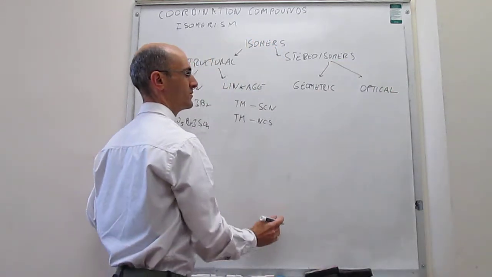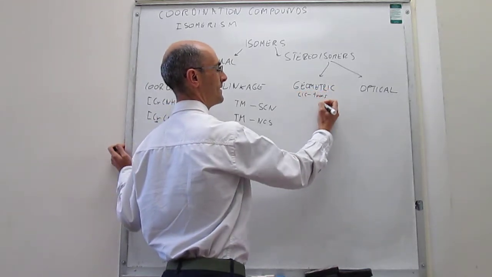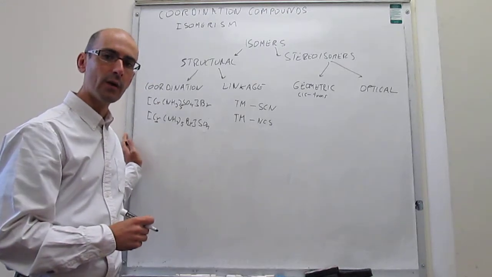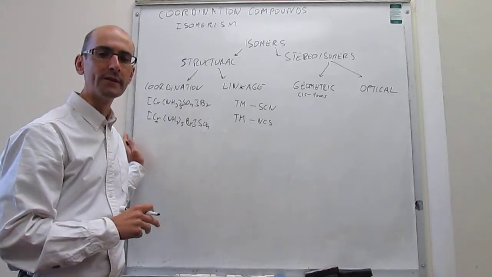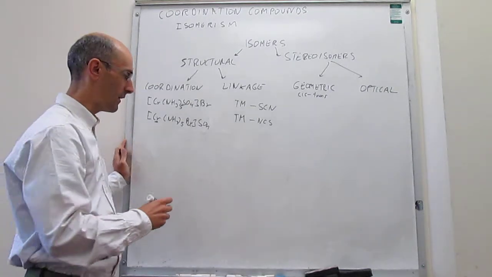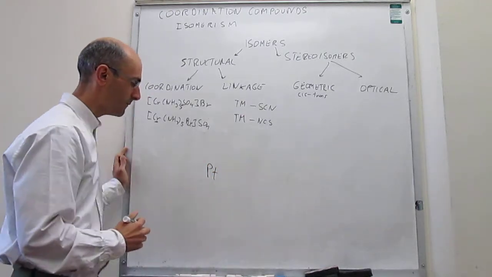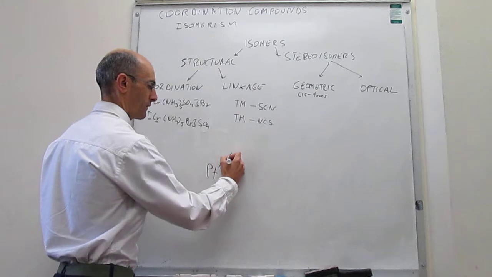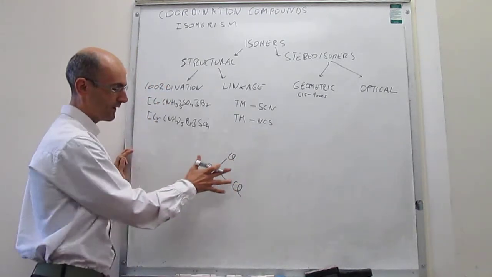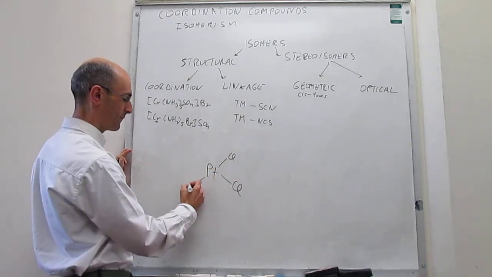Geometric isomers are also called cis-trans isomers, and they require either a rigid bond or a rigid ring or a rigid plane. The way that we're going to illustrate this is with the following molecule. This is a platinum complex which is going to be square planar. So all 5 atoms or 5 moieties of this molecule are in the same plane.